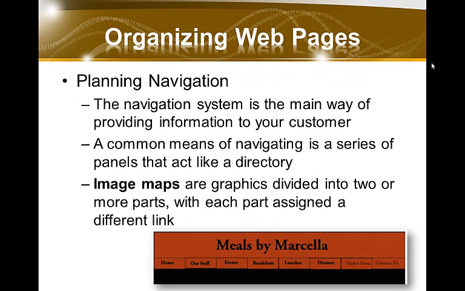So, organizing, planning your navigation. The navigation system is the main way of providing information to your customer. A common means of navigating is a series of panels that act like a directory. Image maps are graphics divided into two or more parts, with each part assigned a different link, like you see here.